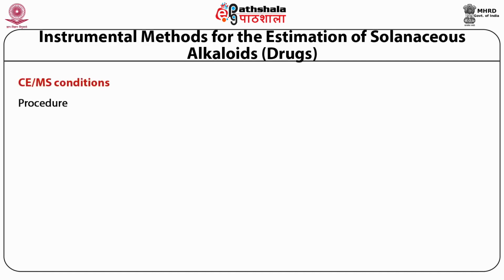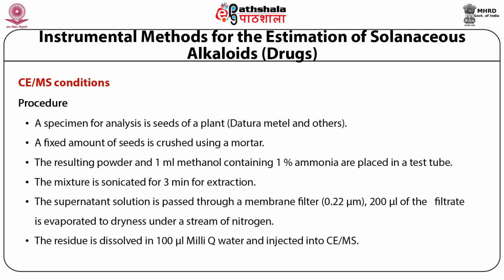The procedure goes like this: a specimen for the analysis is crushed using a mortar. The resulting powder and 1 ml of methanol containing 1% ammonia are placed in a test tube. The mixture is sonicated. The supernatant solution is passed through a membrane filter, and the filtrate is evaporated to dryness under a stream of nitrogen. The residue is dissolved in 100 microliters of water and injected on a CE-MS system.